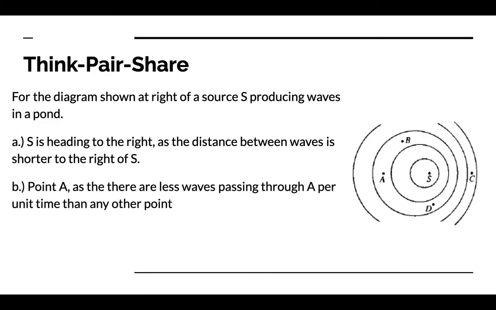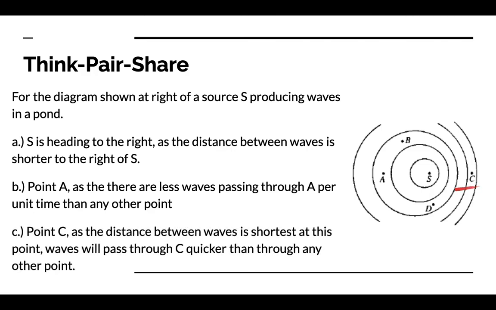Next, we ask about the frequency. Which point is the lowest observed frequency? And that would be point A because we can see this increase in period and wavelength, which corresponds to a decrease in frequency. Or in more layman's terms, there's going to be fewer waves passing through A per unit time than any other point. So there's fewer waves passing through A than there are through C, D, or B.